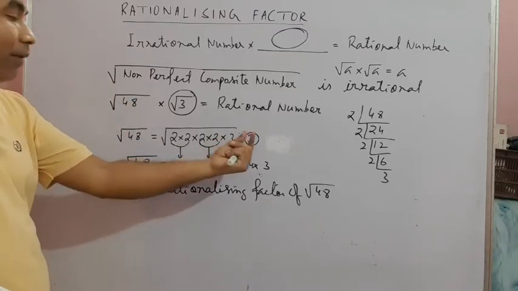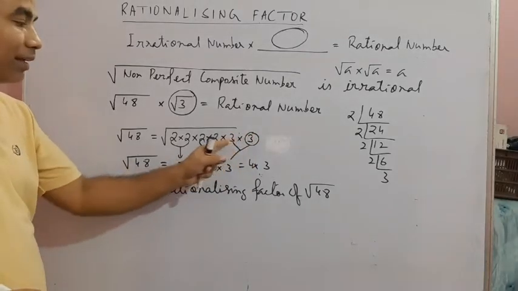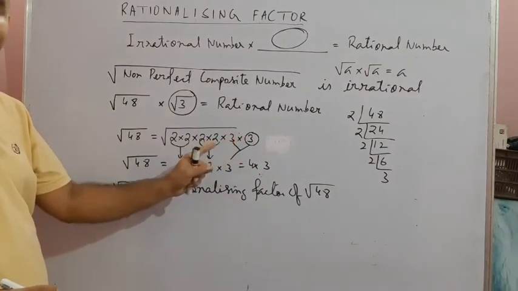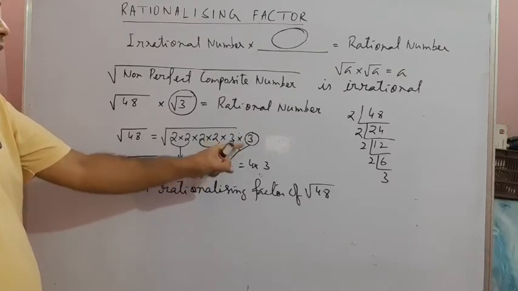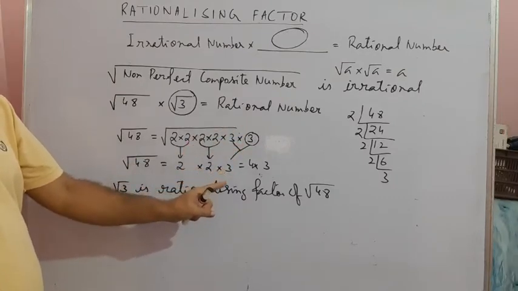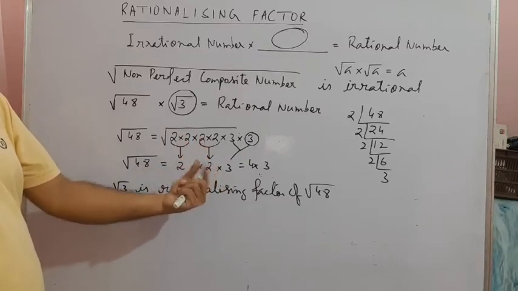You have to multiply by another 3 so that they can now form a pair. Okay, if I multiply by another 3, then what will happen? It will form a pair, and so it can come out from the square root sign, and then it becomes a rational number.